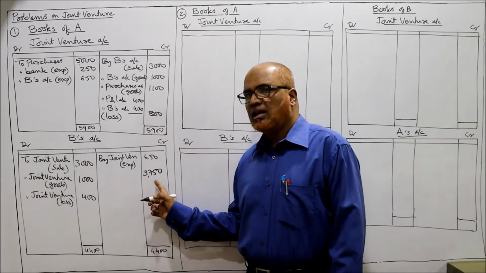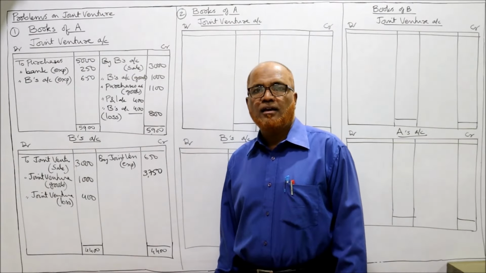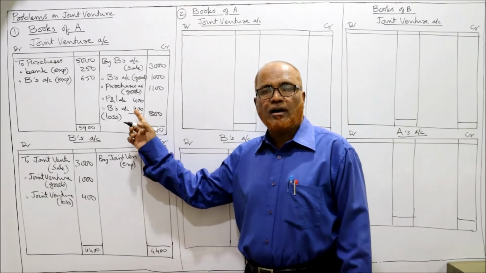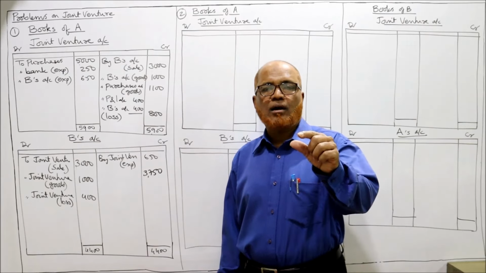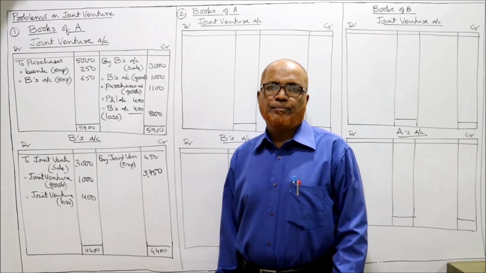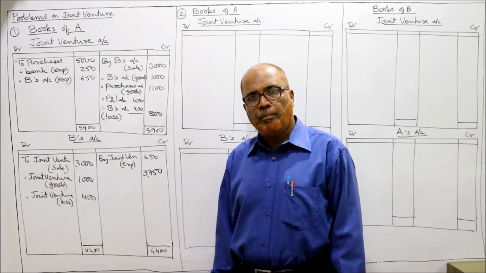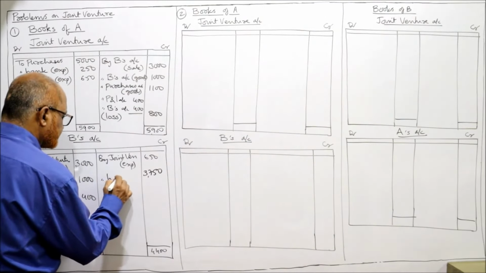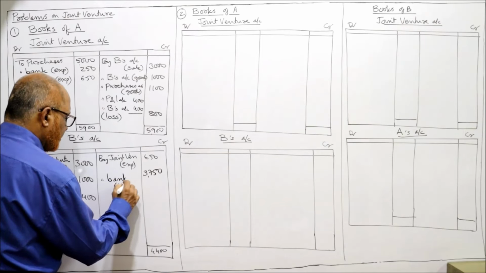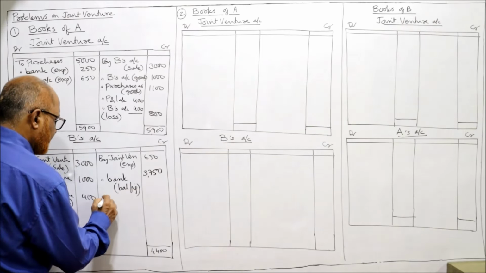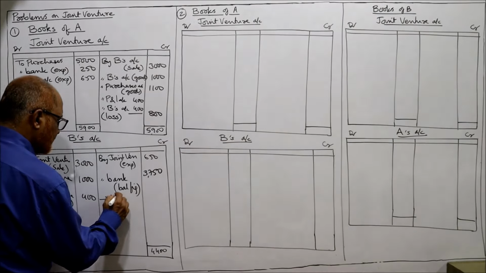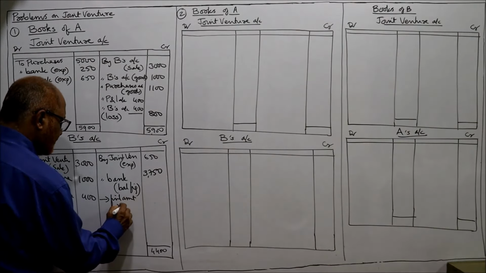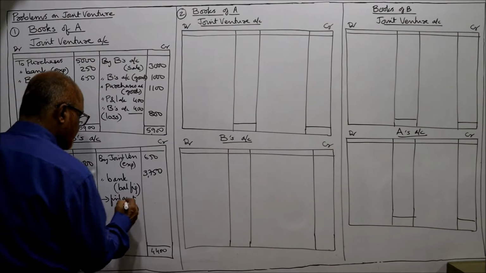अब B के पास से 3,750 rupees आने का है. किसको आने का है ये? A को आने का है. तो entry will be bank account debit to B's account. तो B के account को credit करेंगे by bank. Balancing figure. Final amount received. That's all.